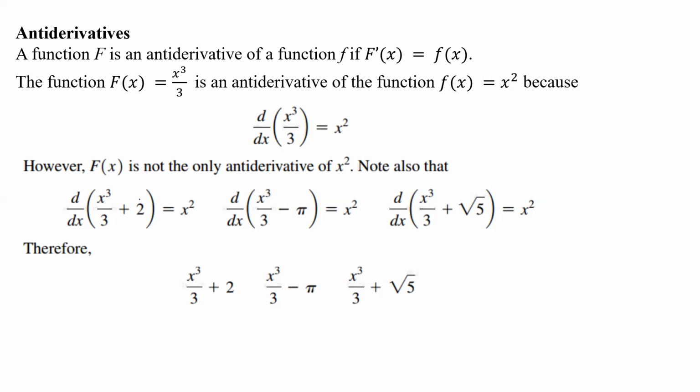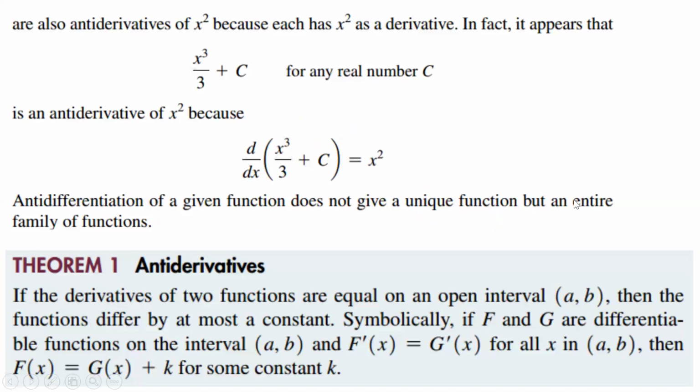So we could have a 2, we could have pi, we could have the square root of 5. Any number is going to work, because when you take the derivative, each of those constants goes to 0, and the only thing that really comes out is just x squared. And so what we're going to do instead is write x cubed over 3 plus some number c. Any real number c is going to work. So that's going to be our antiderivative of x squared.